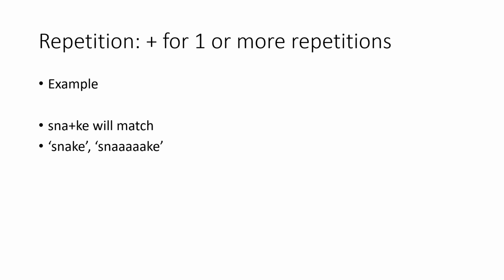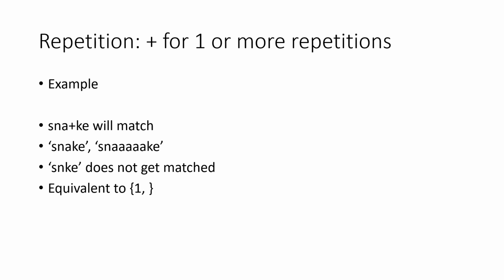The next symbol is plus for one or more repetitions. For example, if you have the regex of snake as SNA plus KE, that will match the word snake, the word SNAAAAKE, so any number of A's more than one. But it will not match SNKE. There's another way to do counting, which is in curly braces. For now, I'll just point out that this is equivalent to one, in curly braces, 1 comma.